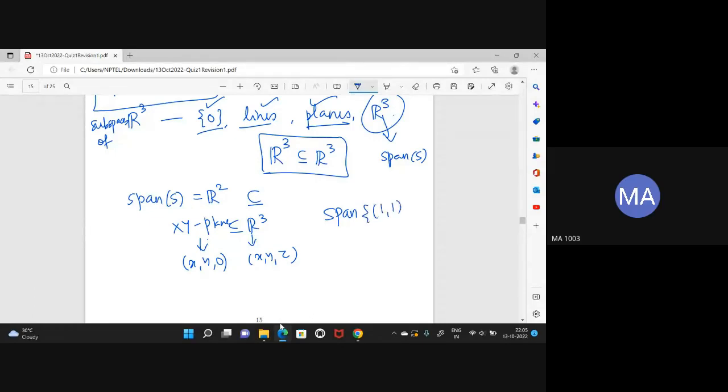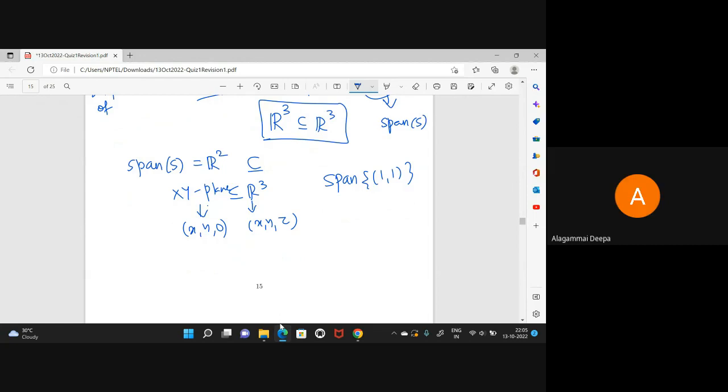But what is the span of 1, 1? It is R2? No, it is a line, this is not R2. This is a line, y is equal to x. And ma'am, this is a proper subspace. Yes, because it is not R2. R2 means we need two directions. So this is a proper subspace of R2.